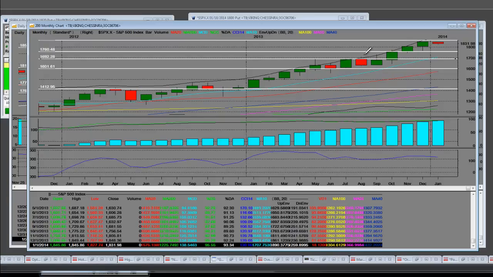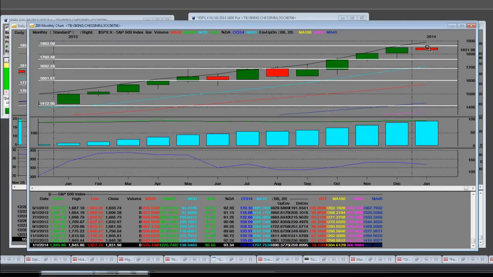Every pullback, we had a new purchase buyback program that came in the S&P. What I will say on the monthly level, though, is what is this very first red bar starting out the month of January going to end up like? Well, we can tell you at 1700, there's going to be a great support right there, right above 1700. And if we break it, then we're going to come down.